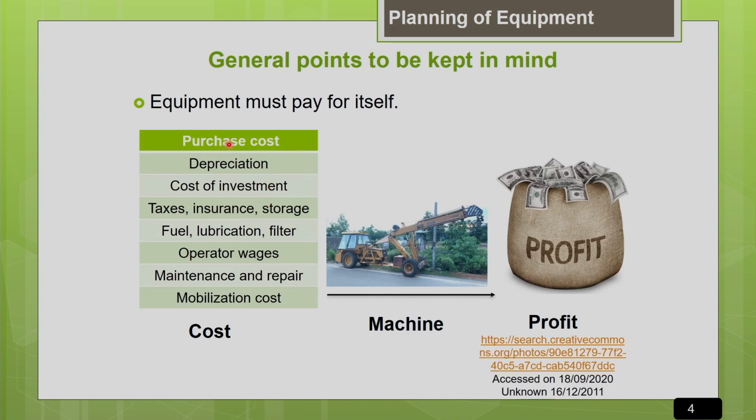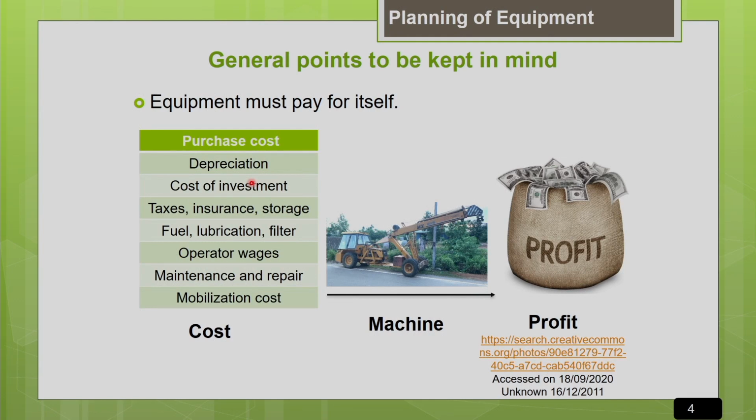Everyone knows about the purchase cost associated with the machine. Other than that, there are components of ownership cost also, like the depreciation cost of investment. For example, if you procure the equipment through a loan, you may be paying interest on the loan. That is the cost of investment. Similarly, your equipment is an asset, so you have to pay property taxes for the equipment. That is part of the ownership cost. Similarly, you have to pay the insurance premium to protect the owner of the equipment from loss due to theft, fire or accident.